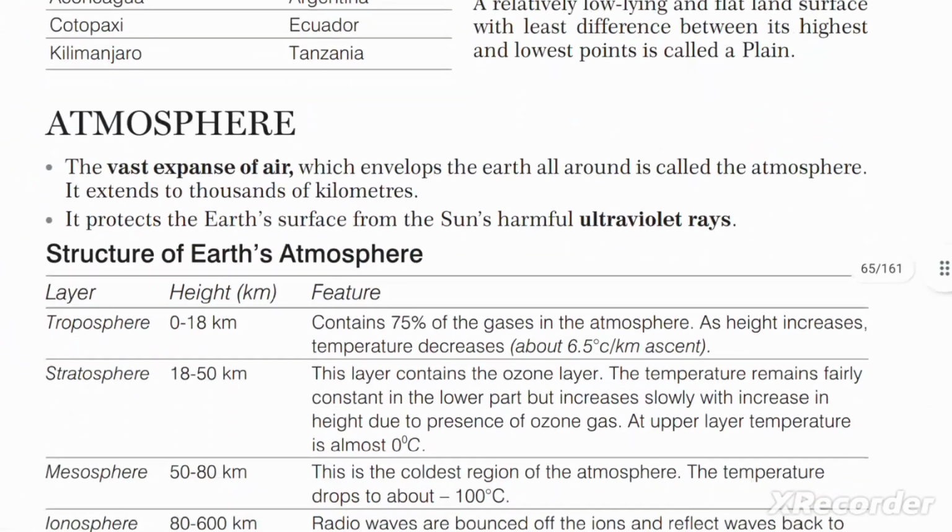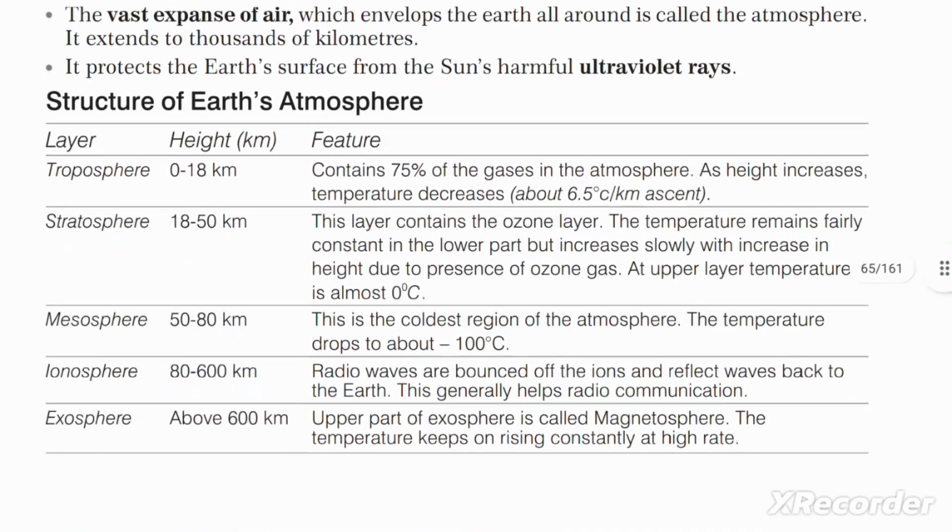Atmosphere: the vast expanse of air which envelops the earth all round is called the atmosphere. It extends to thousands of kilometers. It protects the earth's surface from the sun's harmful ultraviolet rays. Structure of earth's atmosphere: troposphere, 0 to 18 kilometer, contains 75% of gases in the atmosphere. As height increases, temperature decreases about 6.5 degrees Celsius per kilometer ascent.